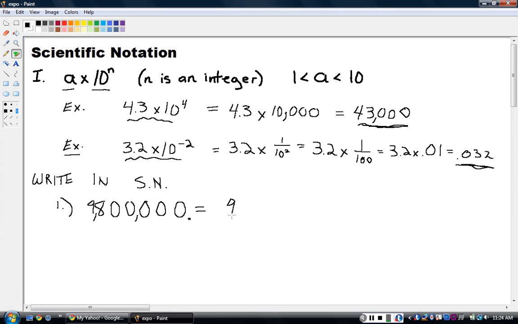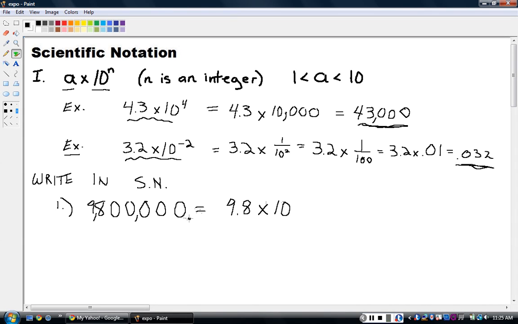Why do I put it between the 9 and the 8? Because that first number has to be between 1 and 10. 9.8 is between 1 and 10, right? If I put the decimal place here after the 8, then 98, that's no good. That wouldn't be between 1 and 10. Okay, so it's 9.8 times 10, and then I have to figure out what the power is.